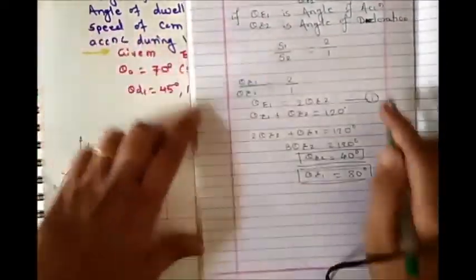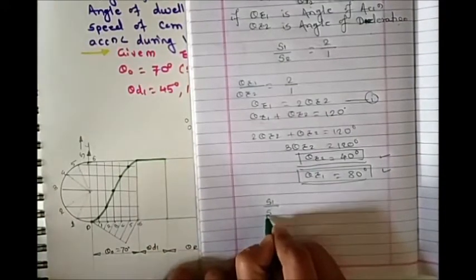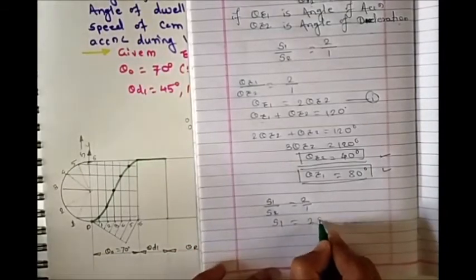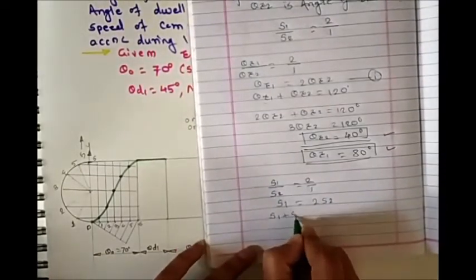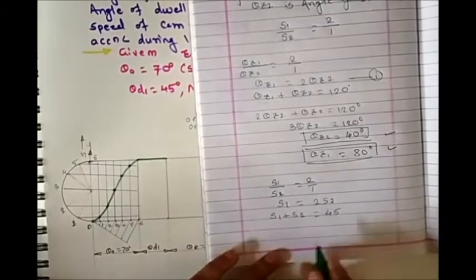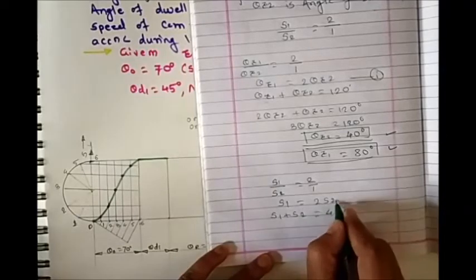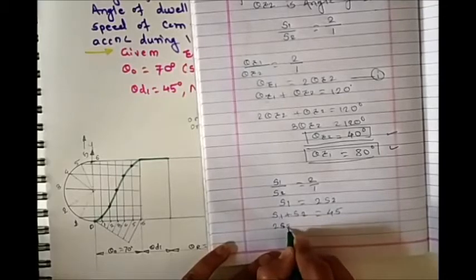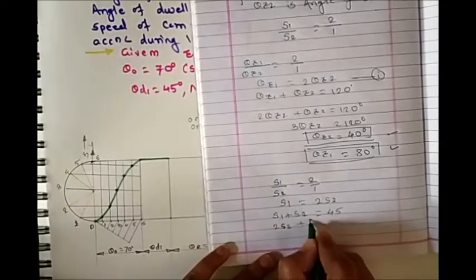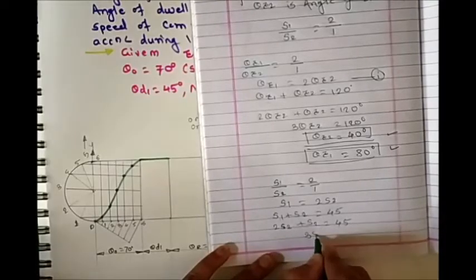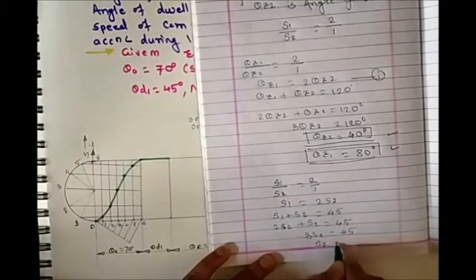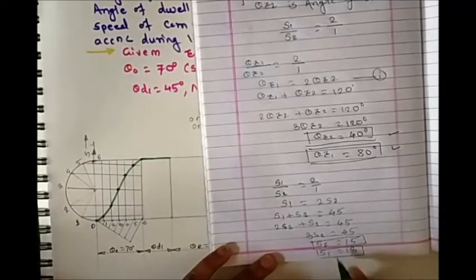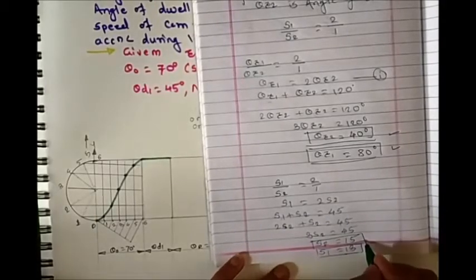Now similarly, let's calculate the stroke length during acceleration and during deceleration. So it is 2:1 again. So S1 is equal to 2S2. Similarly, we know that S1 plus S2 is equal to 45 in mm. So let's put the value of S1 in terms of S2. So it is 2S2 plus S2 is equal to 45. So 3S2 is equal to 45. So S2 is equal to 15. So S1 is equal to 30. So in this way we get the stroke length during the acceleration and during the deceleration.